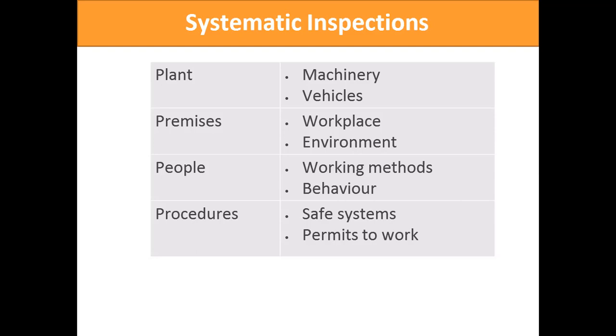Then procedure. In procedures, what will we check? We will check the safe system of work. We will check the permit to work system. We already studied permit to work and safe system of work in a previous lecture. So in this way, we will check the whole project: plant, machinery and vehicles; premises, workplace and environment; people, working methods and behavior; and procedures, safe system of work and permit to work system.